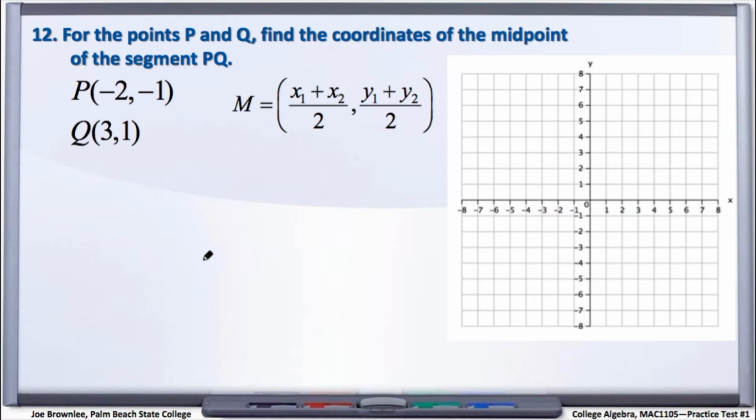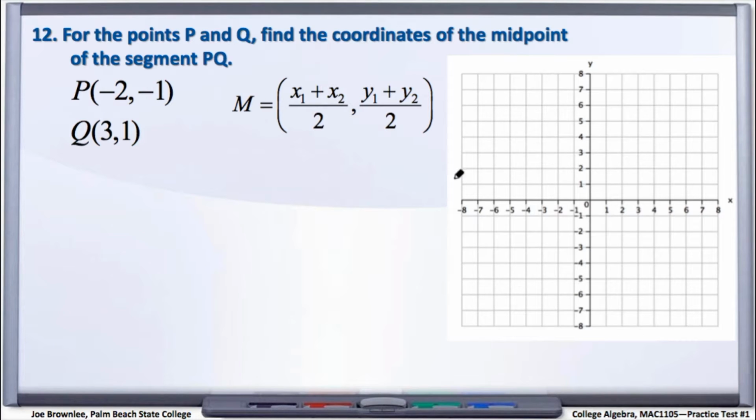So we are continuing to find the midpoint. Number 12, for the points P and Q, find the coordinates of the midpoint of the segment PQ. So just as we did before, let's go ahead and plot these. You don't have to do this. I'm just doing it for a visualization. But let's plot these 2 points and actually see visually what it is that we're doing.